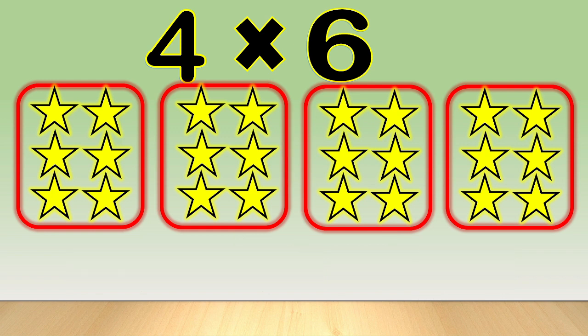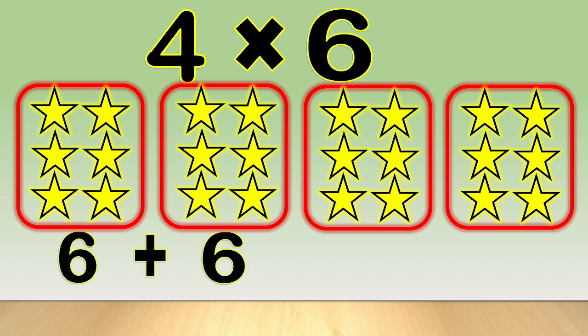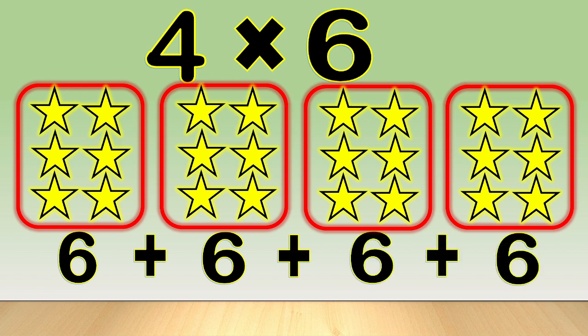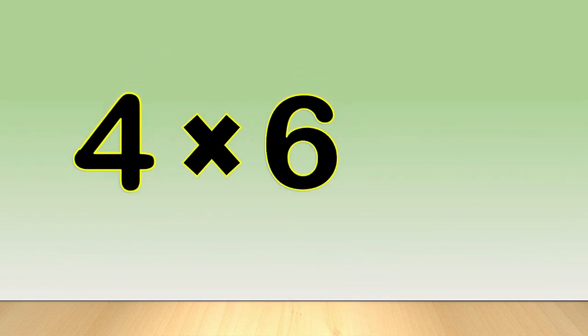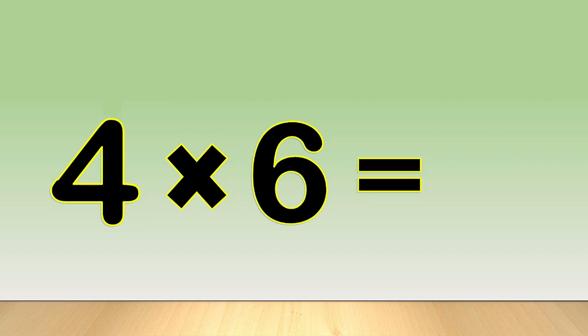To get the total number of stars, we add the number of stars. That is 6 plus 6 plus 6 plus 6 equals 24. So, 4 times 6 equals 24.